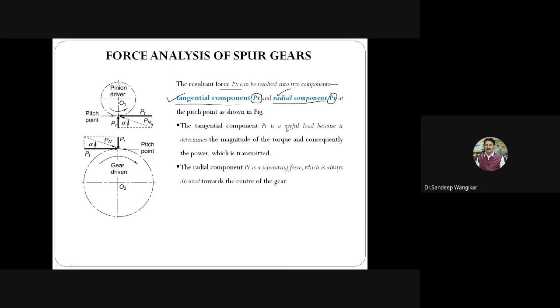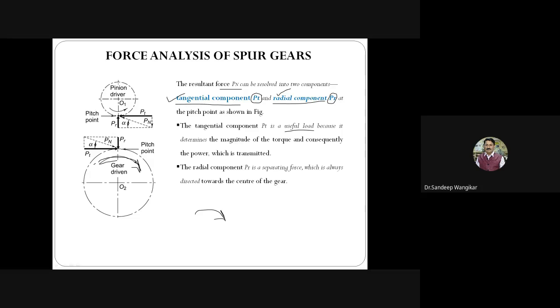Again, let us see. The tangential component Pt is the useful load because it determines the magnitude of the torque. So the tangential component is the useful component. Due to this tangential component only, the gear is rotating in the direction shown. So it is also called the useful load, useful component, because it determines the torque.